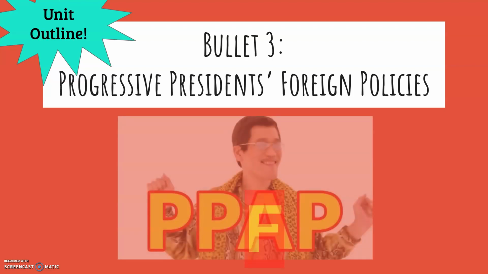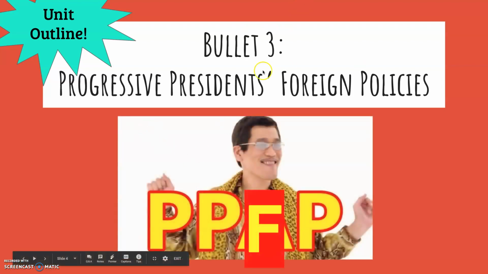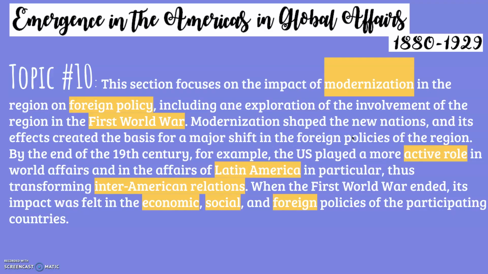So we are on bullet 3, progressive presidents and foreign policies. Even though Teddy did a lot domestically under the Square Deal, we need to focus on foreign policies as that's what the bullet asks for.